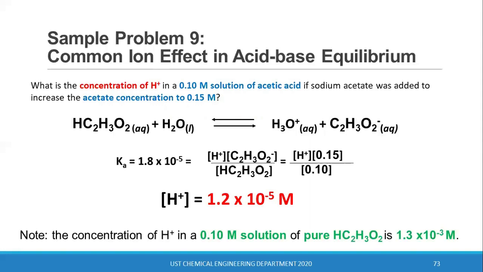Note that the concentration of H plus in a 0.1 molar solution of pure acetic acid is 1.3 times 10 to the negative 3 molar. Comparing the two values, it can be seen that the H plus concentration decreased when a common ion was introduced in the solution. In this example, the common ion was acetate, thus resulting to lower degree of ionization.